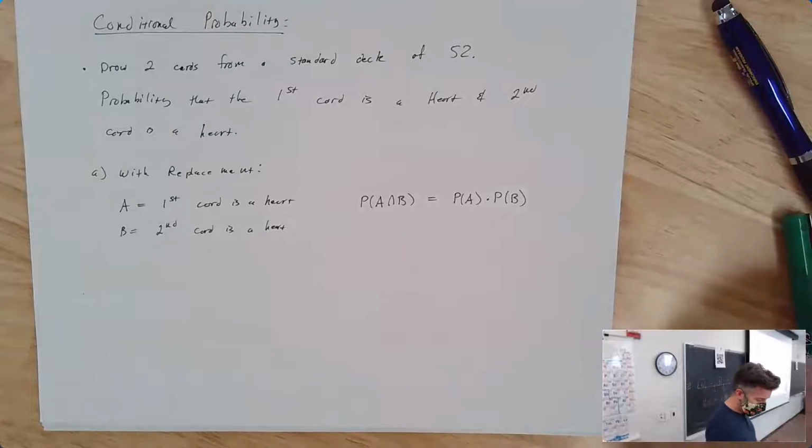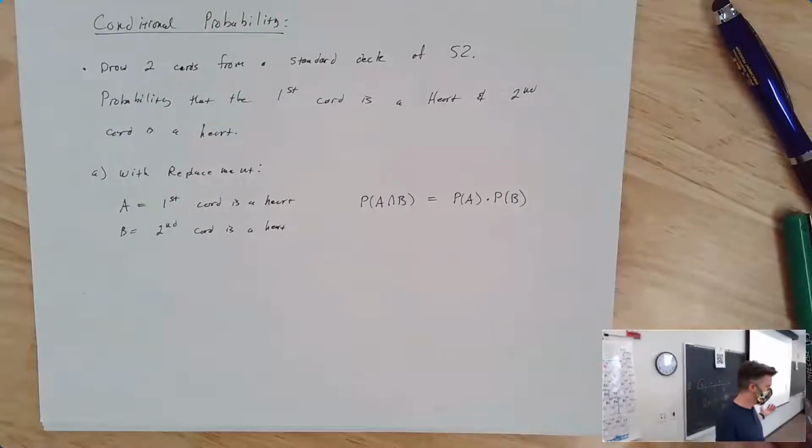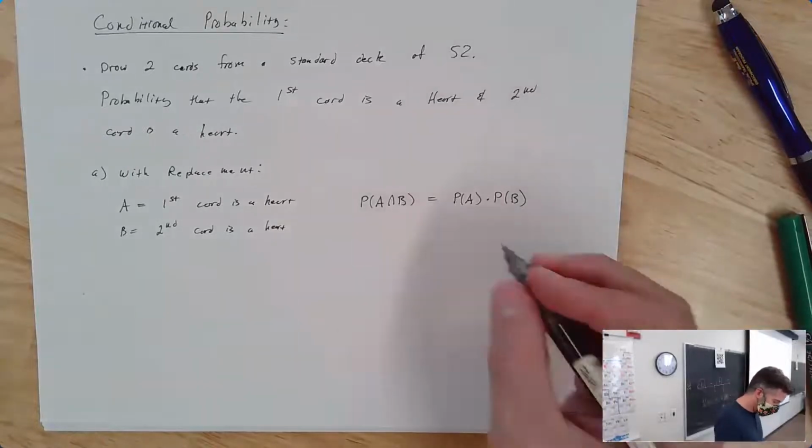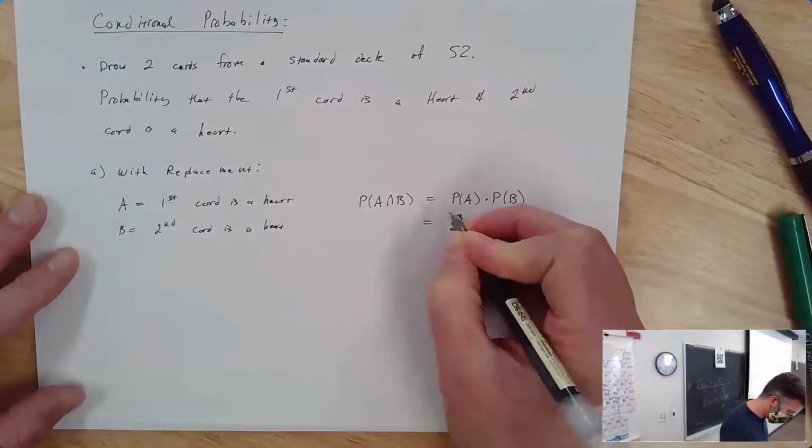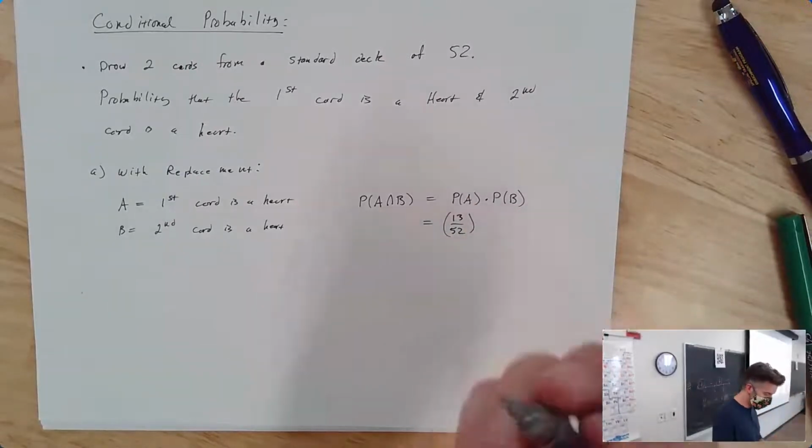So what's the probability that the first card is a heart? Well, how many cards are in the deck? How many hearts are in the deck? 13. How many cards? 52. So the probability of getting a heart on the first card is 13 out of 52, or 1/4 if we want to reduce that fraction.